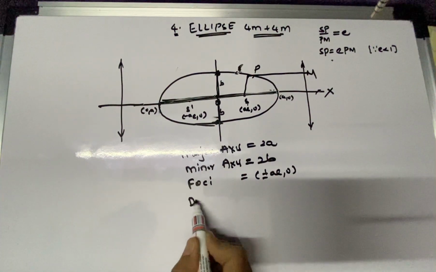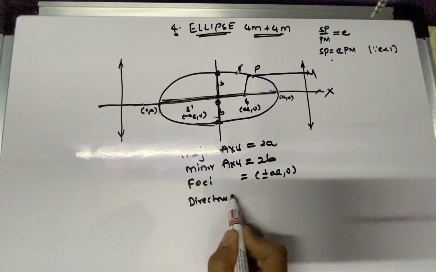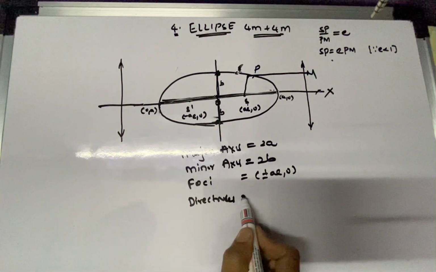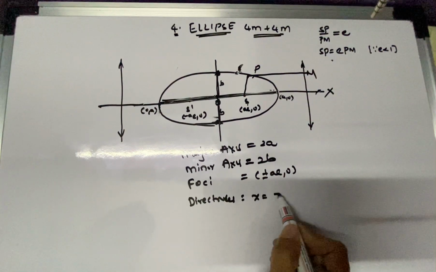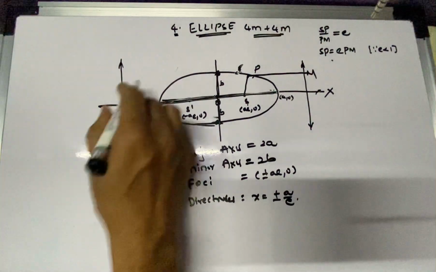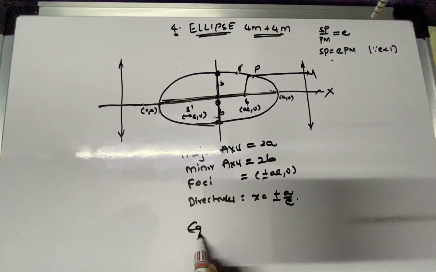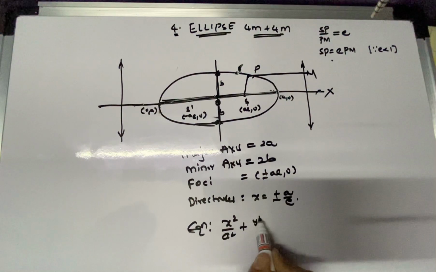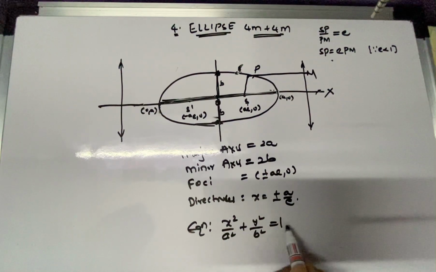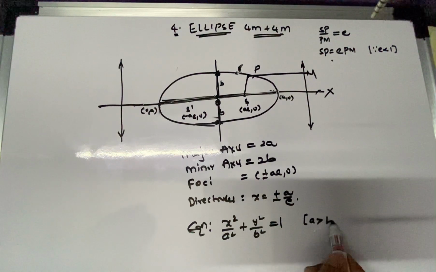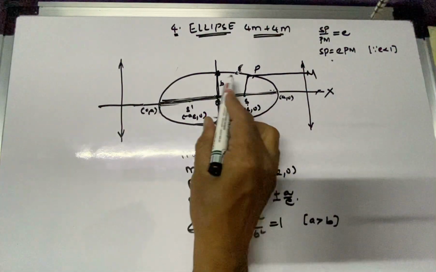Next is directrices. Directrix is singular, two directrices are there. Directrices: x is equal to plus or minus a by e. Then the equation of this ellipse is x square by a square plus y square by b square equals 1. In this we have two cases. First case is a is greater than b. Here we are taking a value greater than b.